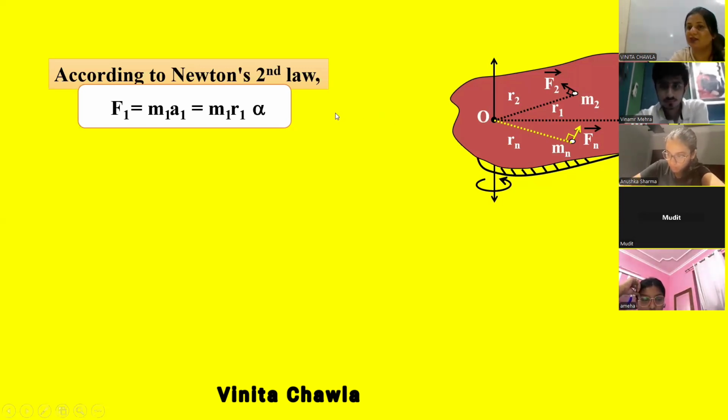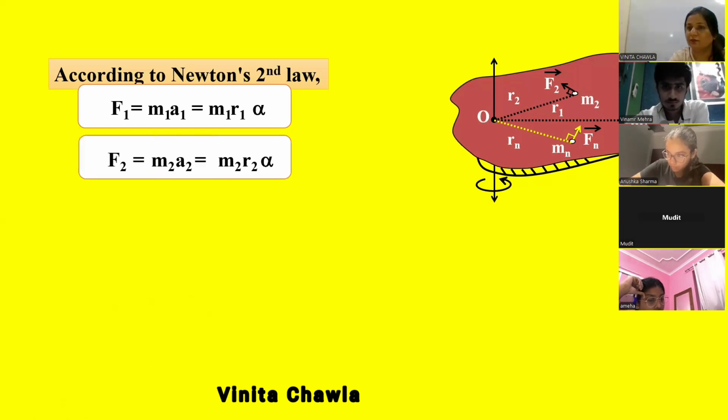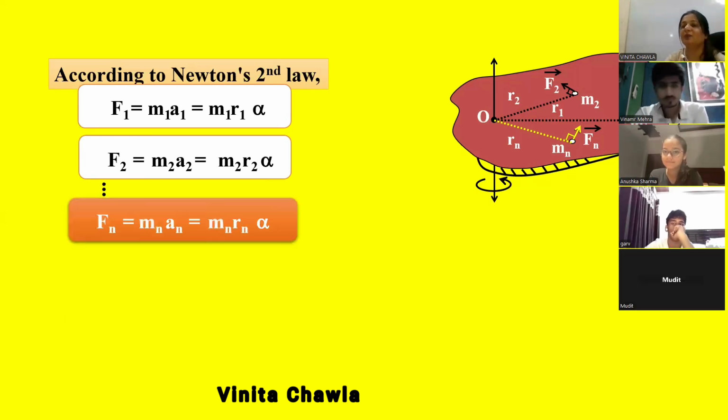Alpha is angular acceleration. Similarly, we can write for F2. F2 is m2 a2 and a2 is r2 alpha. So similarly, we can write for nth particle. For nth particle, we can write mn an. an is rn alpha. ठीक है?